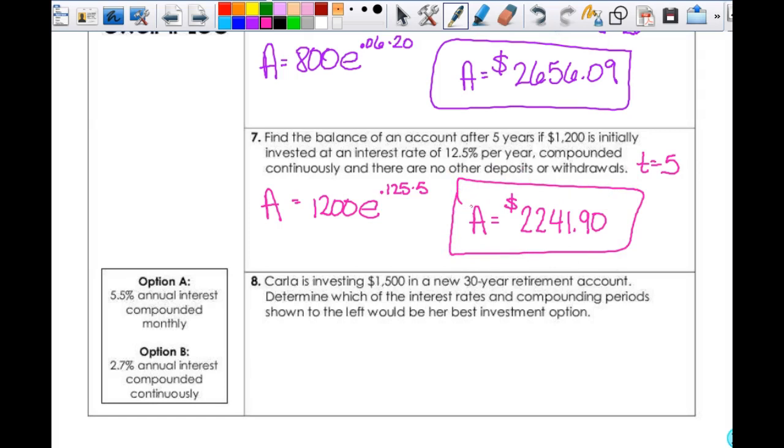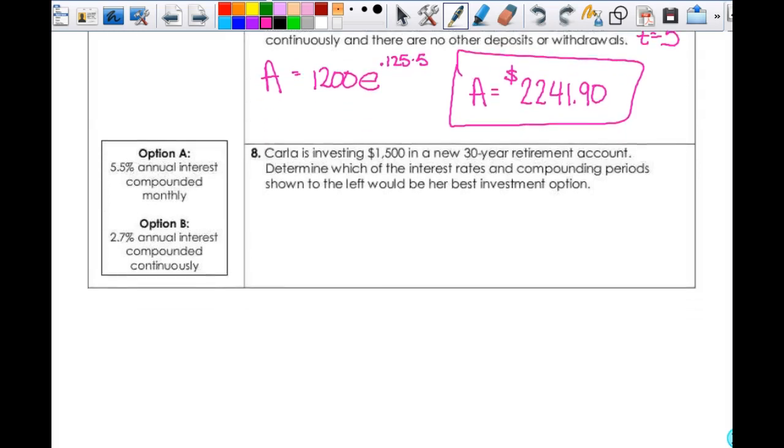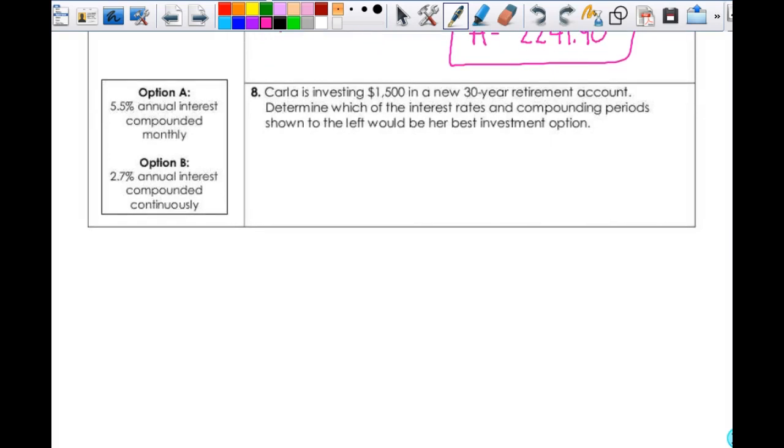So before you start doing anything on number 8, let's read it. It says, Carla's investing $1,500 in a new 30-year retirement account. Determine which of the interest rates and compounding periods shown to the left would be her best investment option. So before you actually work this problem, I want you to read over what it says in option A and option B, and make a prediction about which one would be the best investment for her.